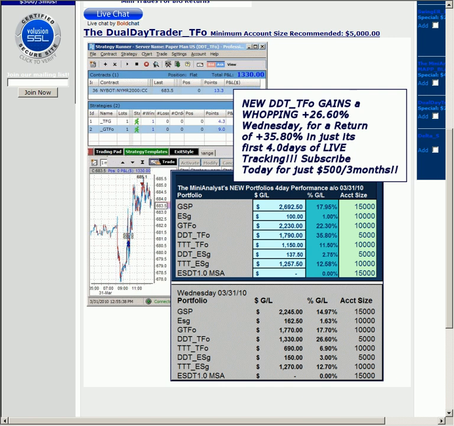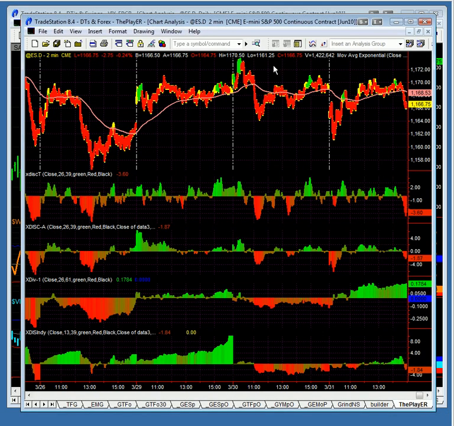The first thing we're going to look at here is a chart of the market. This is the mini S&P 500 futures contract, front month in nature. Looking at the last print of 1166.50. Actually, going to get right to it.